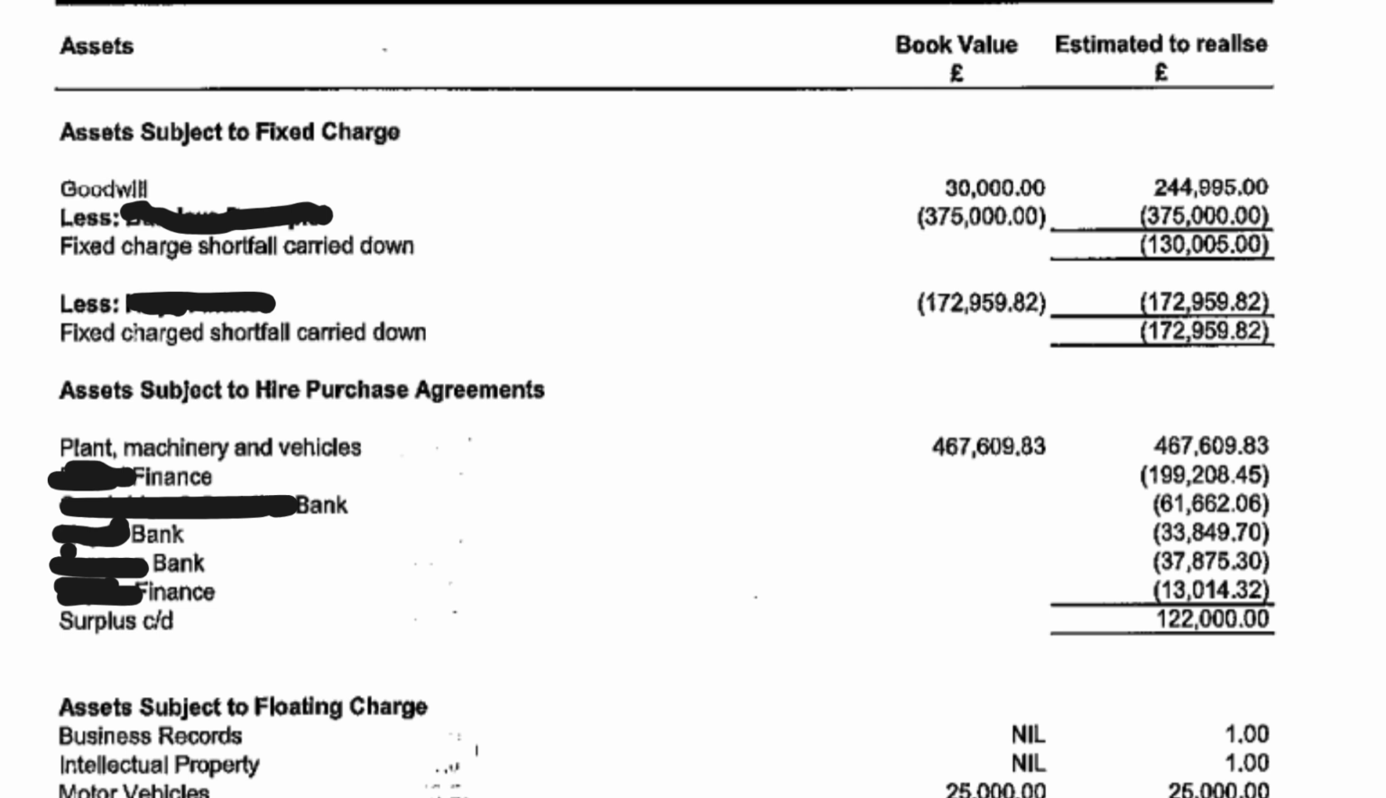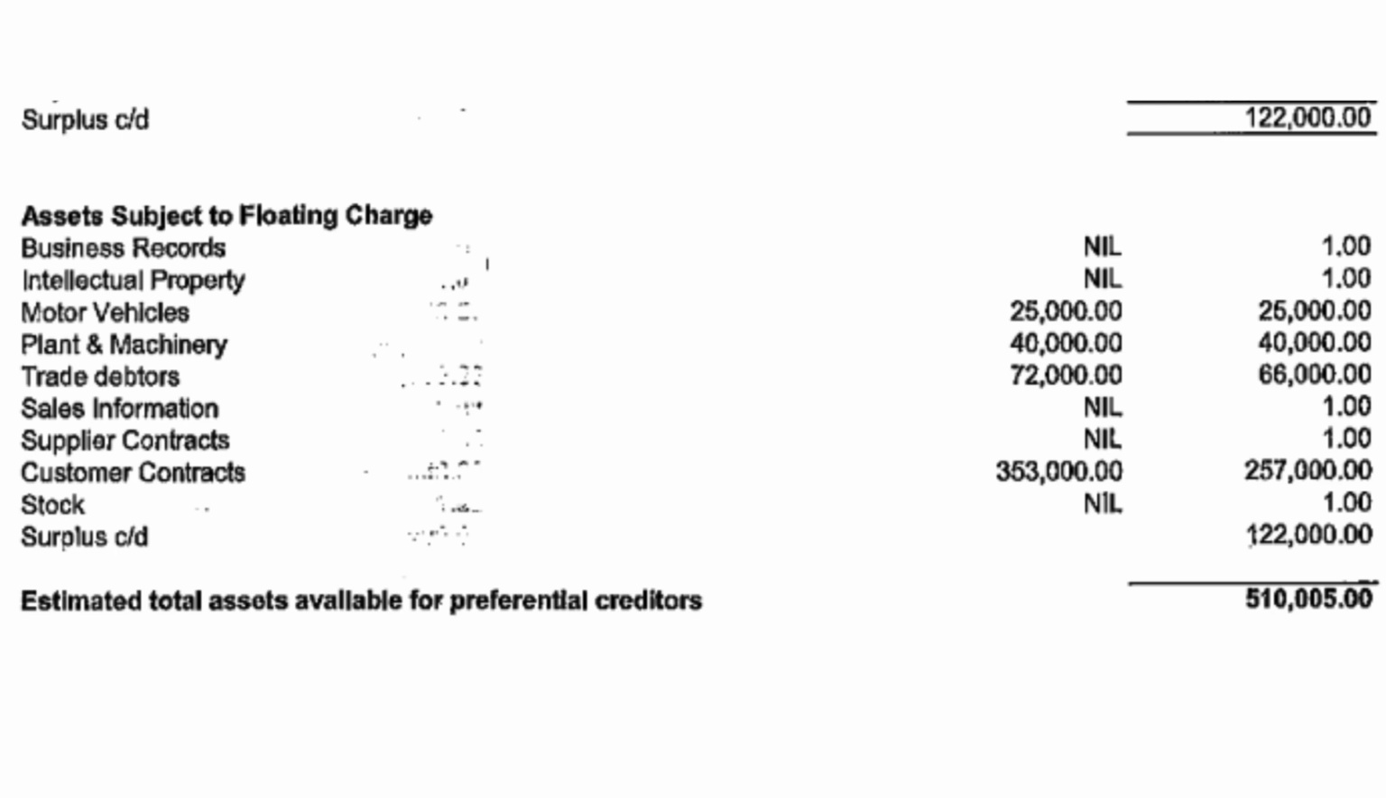And then there's some hire purchase agreements. They've lumped all these together, which is slightly unusual. I'd expect to see each of the HP companies and their assets scheduled out separately, so you can see how much is the surplus or deficiency to each one. But here they've just gone about it and summarised it. So we've got £470,000 worth of assets, but as you can see there, all of these liabilities to come off, and that's actually going to leave a surplus of £122,000.